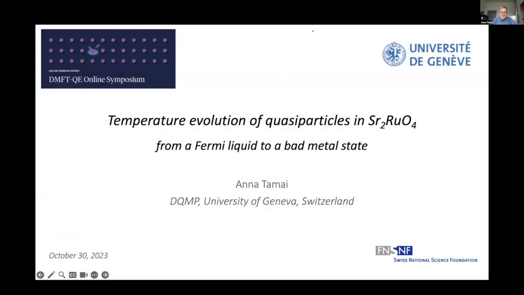It's a rainy and gray day today in Geneva, but still it's a great opportunity to present some new ARPES result on strontium-2 ruthenium-04. What we look at is the temperature evolution of quasi-particles and how you go from a well-characterized Fermi liquid state at low temperature to a bad metal state at high temperature.